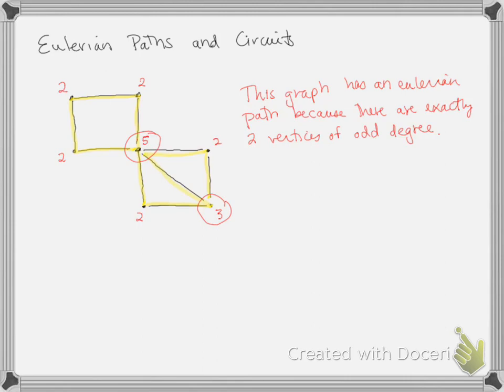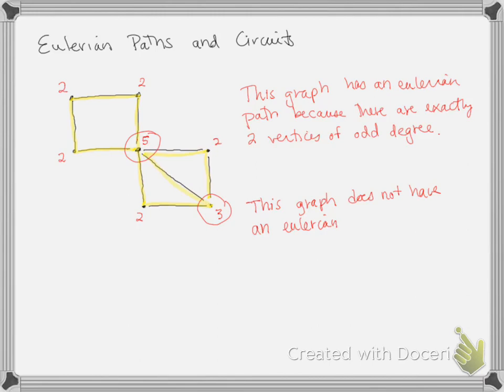All right, so now let's think about an Eulerian circuit. An Eulerian circuit means it's a path that starts and ends in the same spot. So this Eulerian path I just found that started at 5 and ended at 3, that is not a circuit because I did not start and end at the same spot. So I'm going to say this graph does not have an Eulerian circuit.